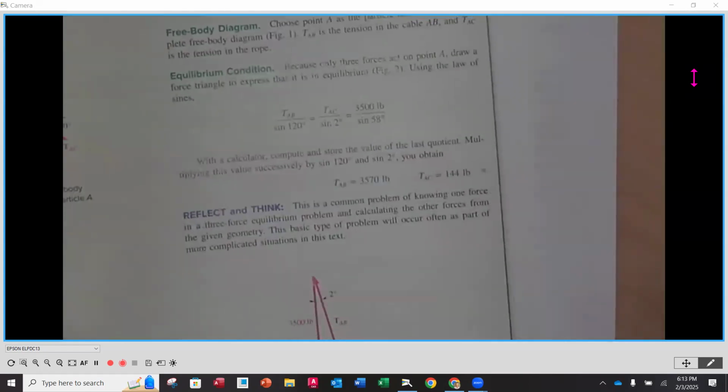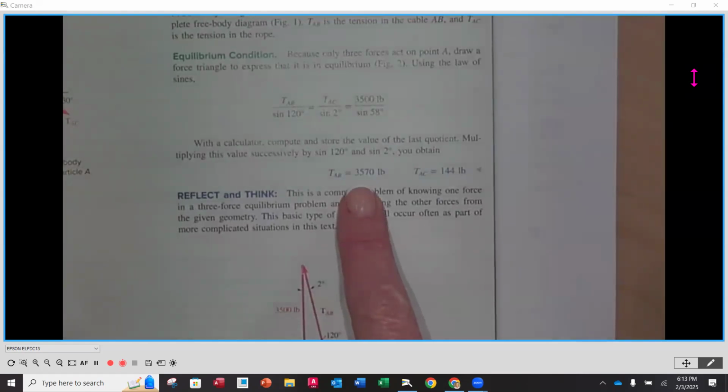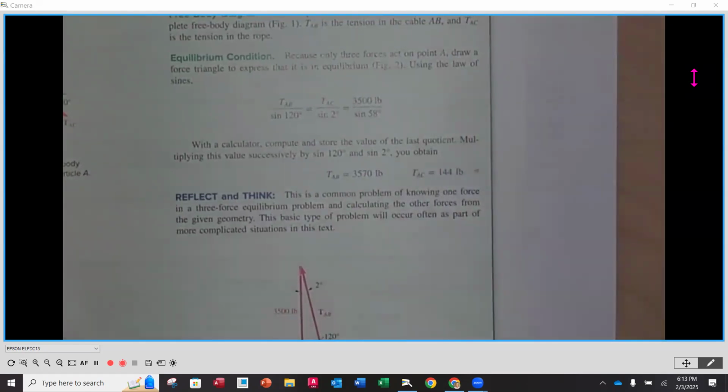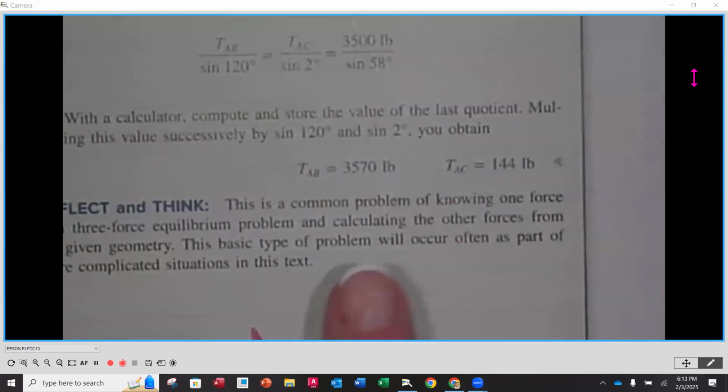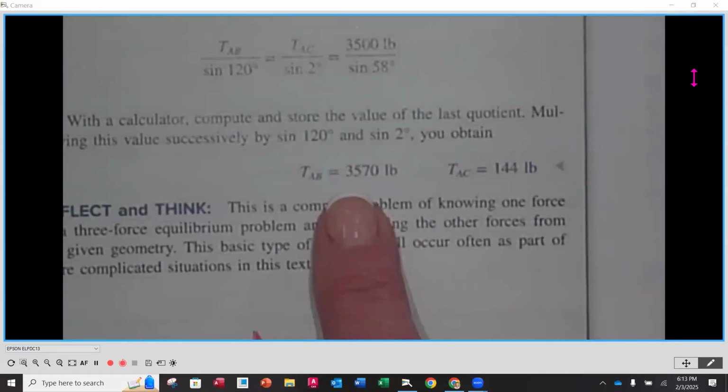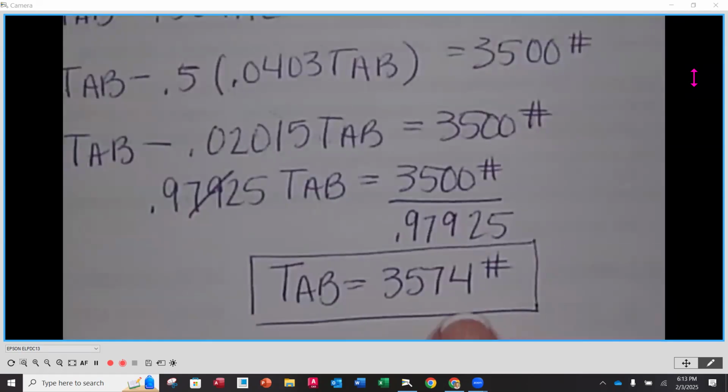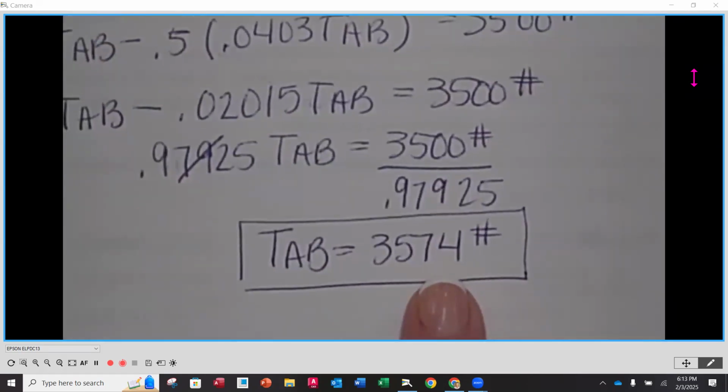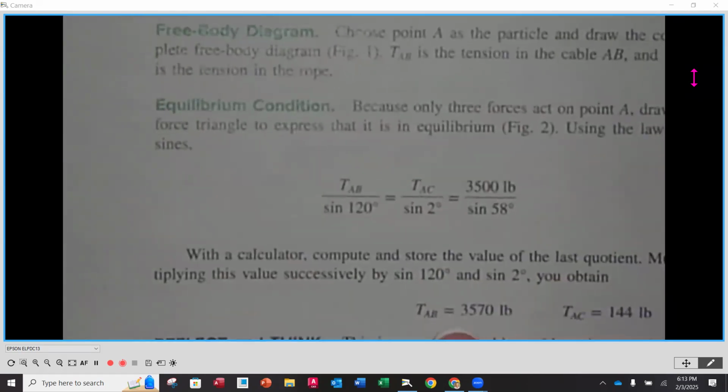So when I look at the sample problem in the book, TAB is 3,570. This book rounds to 3 significant digits, not 3 decimals, 3 significant digits. So 3 significant digits starting on the left-hand side is going to be 357, right? And then that next one, they'll either round up or round down. Since this was 374, they rounded down and they gave their answer as 370.